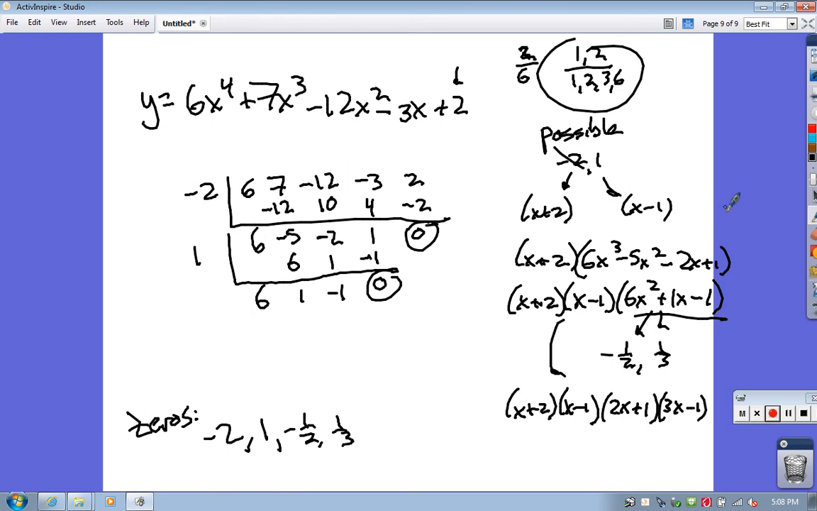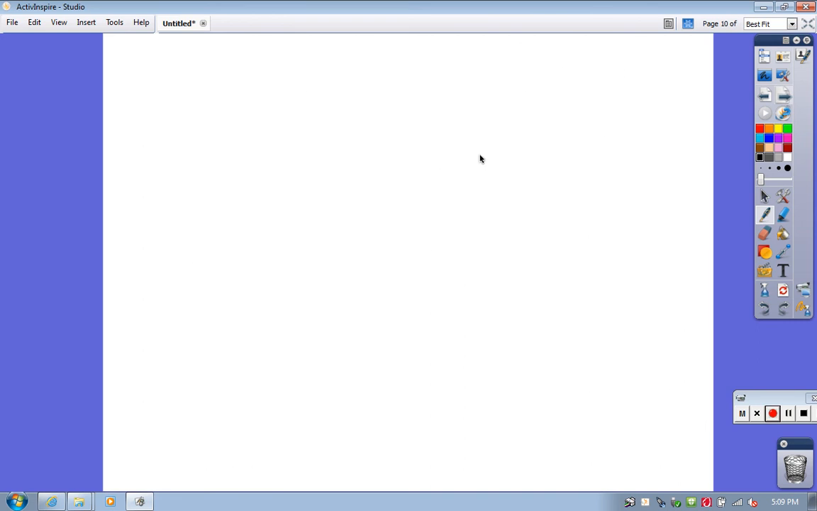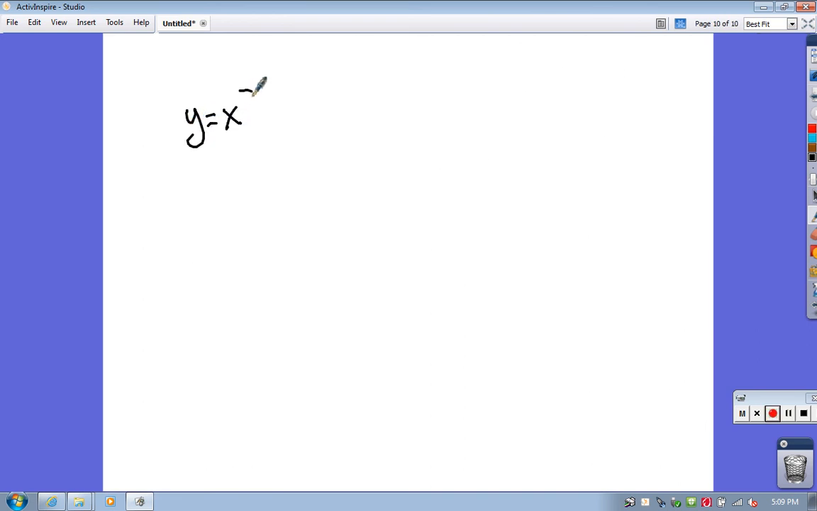So you've seen me do a couple. What I'd like you to do now is find all the zeros for this: x cubed minus x squared minus 10x minus 8. So find all the zeros for that, talk about it, and then I'll show you a solution.